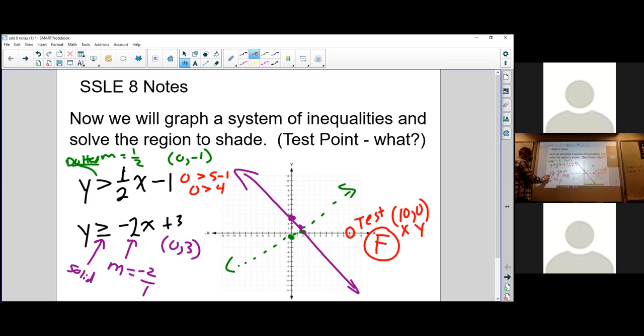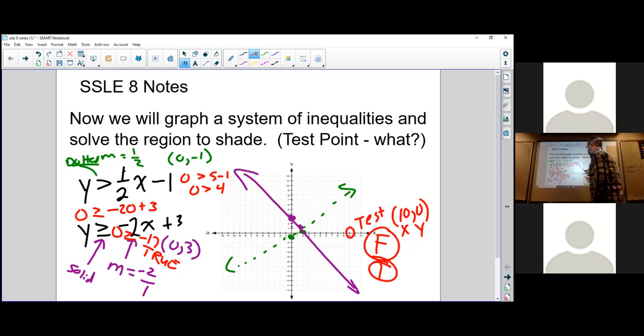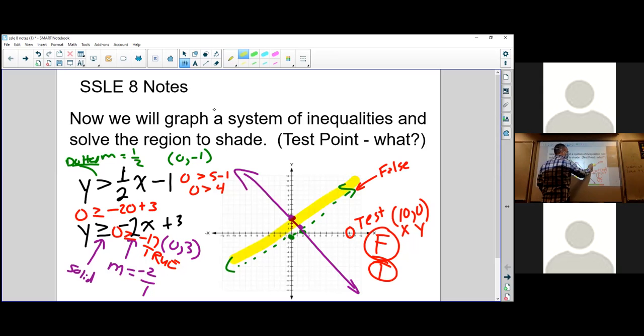So let's take that 10, 0 and plug it in here. I have 0 is greater than or equal to, what's -2 times 10? -20 plus 3. So 0 is greater than or equal to -17. That's true. So now we have to decipher. This one gave me false, so it's false all below the green. I know above the green, it's going to give me true. So up here, this whole thing is going to give me true.